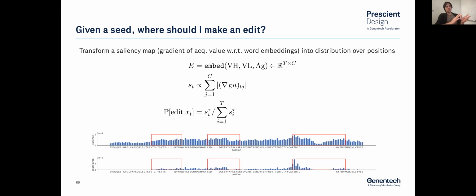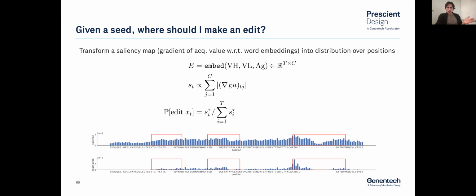But to get at the spirit of your question, in our experience, it's really quite important that the starting point and the mutations in your data are reflective of what will end up in your designs. And that's a big part of why doing multiple rounds of design, experimentation, and training is so important.